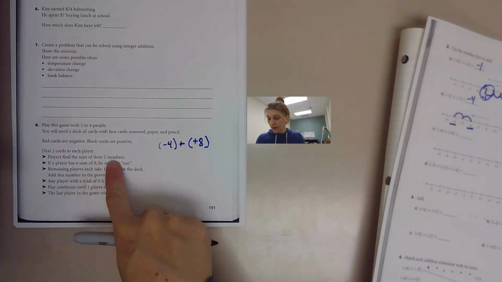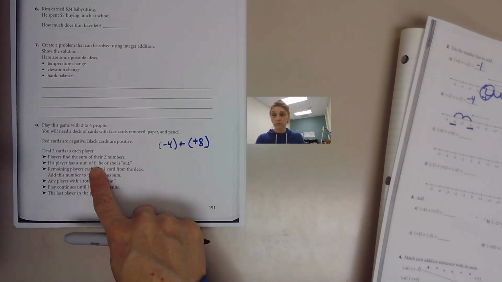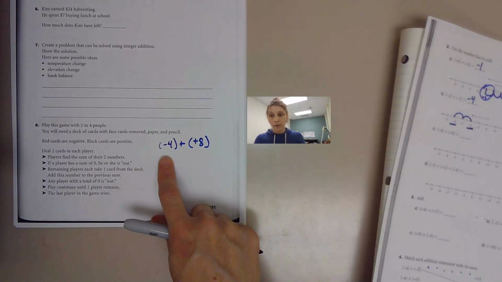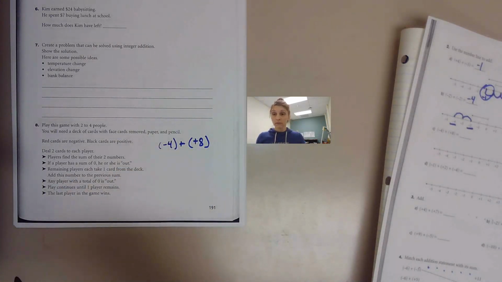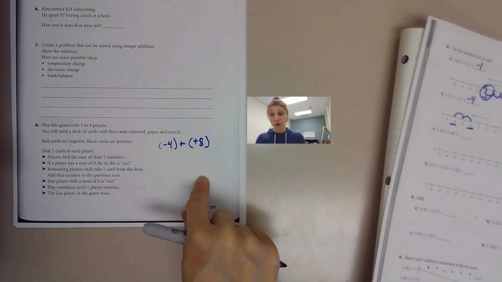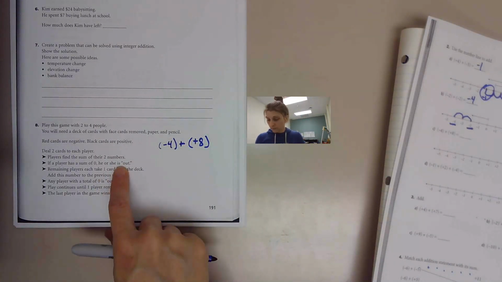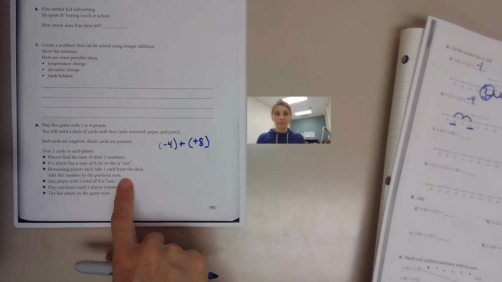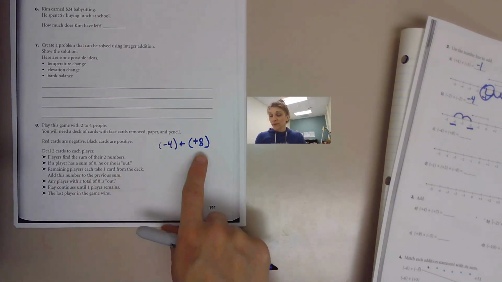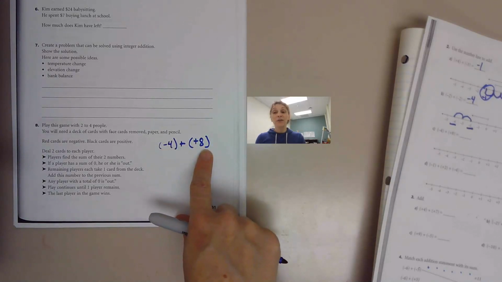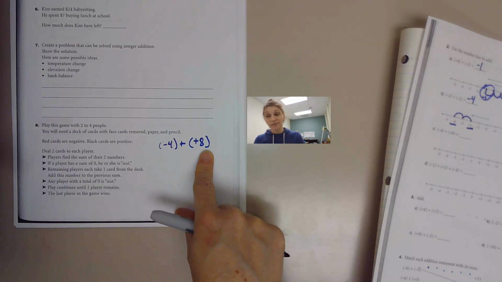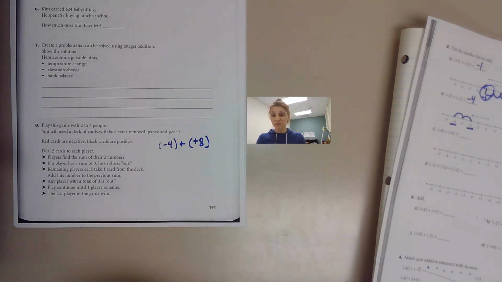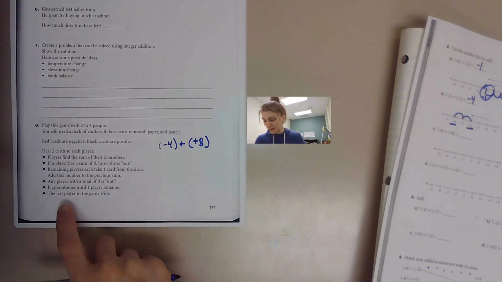Okay? If a player has a sum of 0, okay, so say you had a red 4 and a black 4. That's a 0 pair, right? So negative 4 plus positive 4 is 0. They're out, okay? Remaining players take 1 card from the deck, add this number to the previous sum, okay? So if you were sitting here, you had negative 4 and then you had positive 8. You're sitting at positive 4. Somebody's been kicked out, okay? You keep adding, okay? You guys keep adding to your sums, okay?